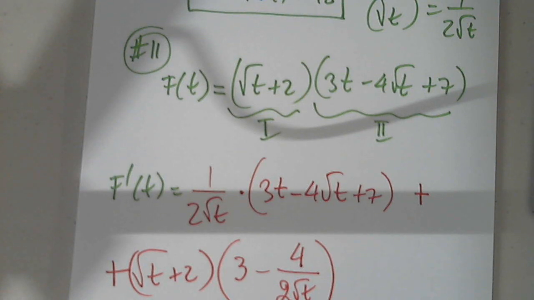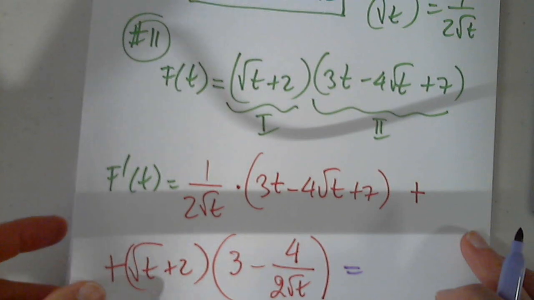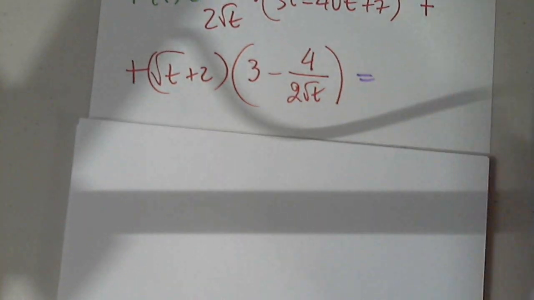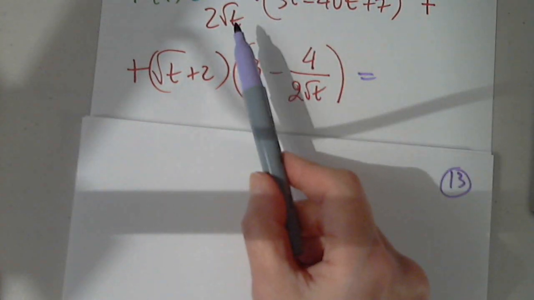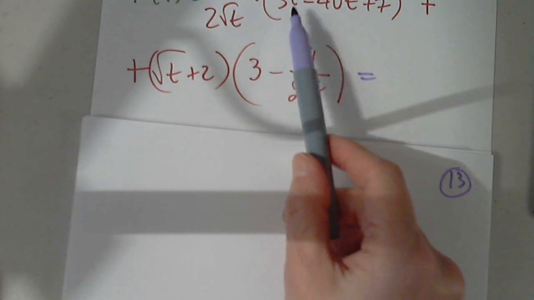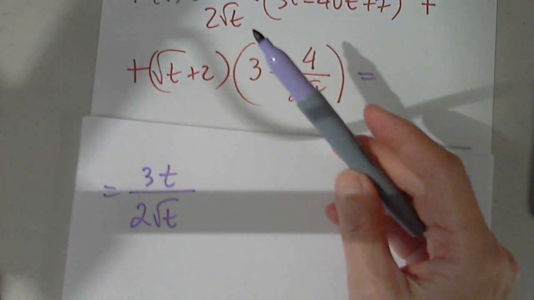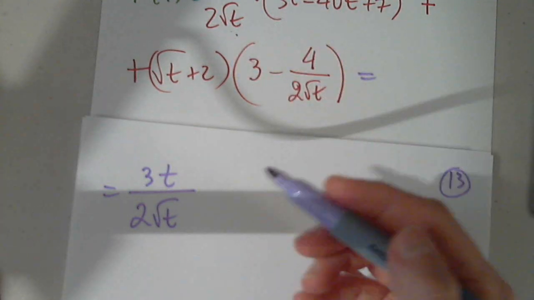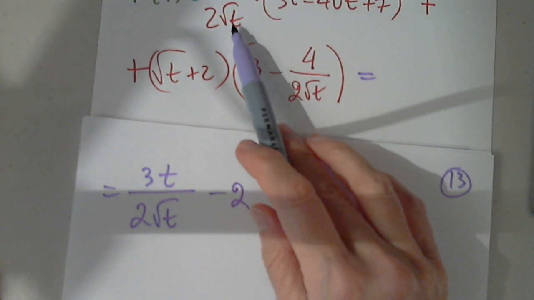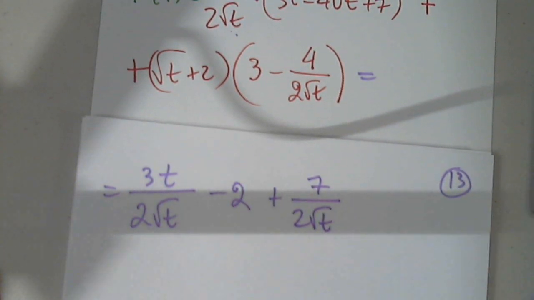Any questions so far? Okay, so I'm moving on. Good. So 1 over 2 the square root of t multiplied by 3t will be 3t over 2 the square root of t. But when I multiply here, the square root of t will go away, and I will only get negative 2. Now I have to distribute it to 7, and I get plus 7 over 2 the square root of t.